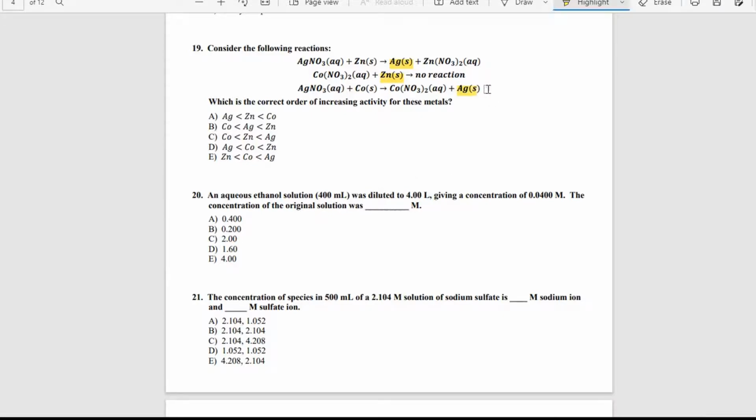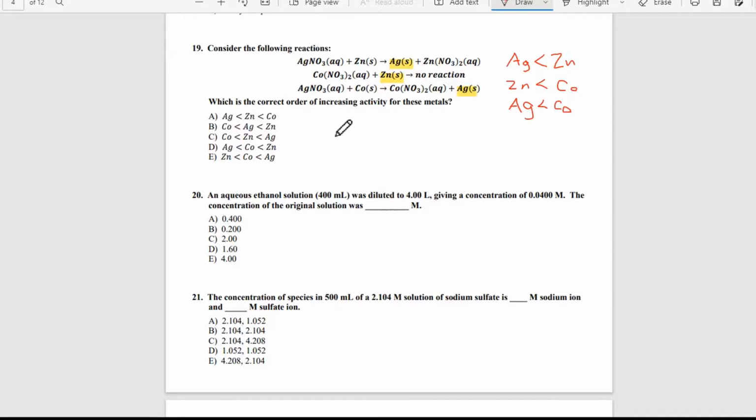The silver ends up by itself at the end, which means silver is less reactive. So this tells me three things. I know that silver is less reactive than zinc. I know that zinc is less reactive than cobalt. And I know that silver is less reactive than cobalt.